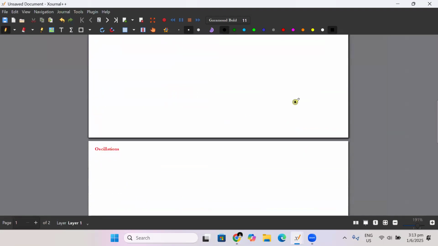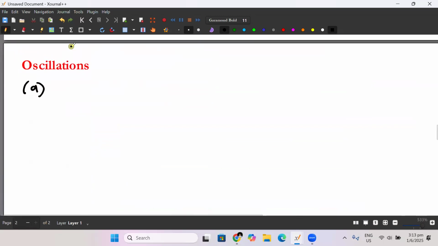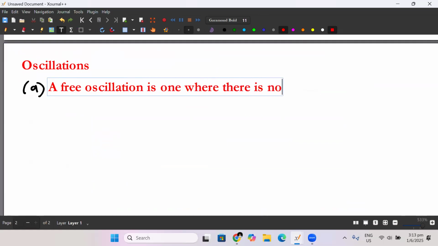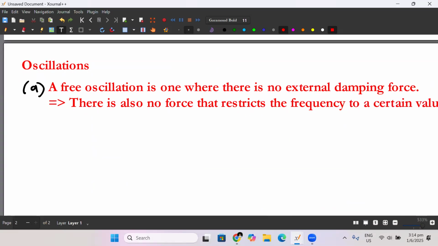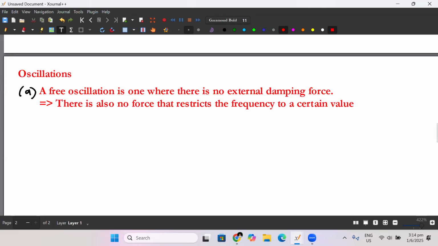Let's figure out learning objective A first. I'll define it this way: a free oscillation is one where there is no external damping force. At the same time, there is also no force that restricts the frequency to a certain value. What I mean by this is that you basically vibrate at the natural frequency if you're having a free oscillation. You must remember there's a natural frequency associated with a free oscillation.